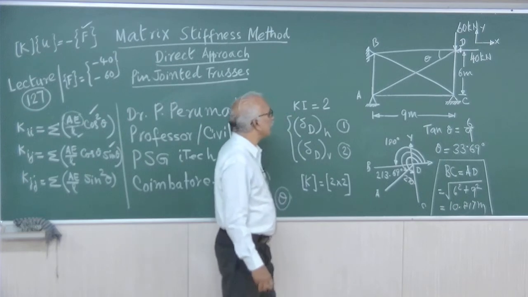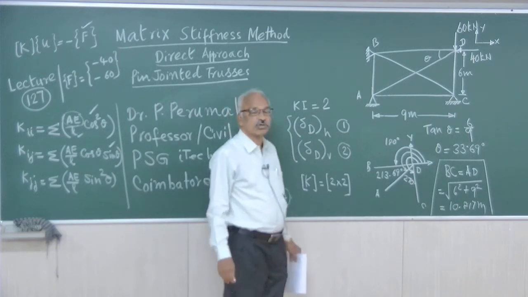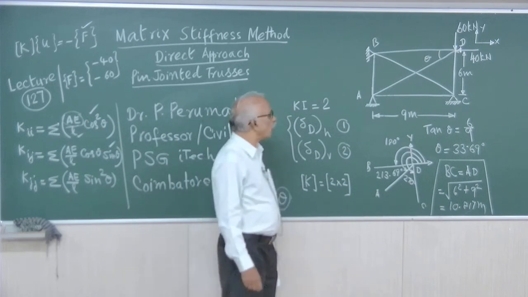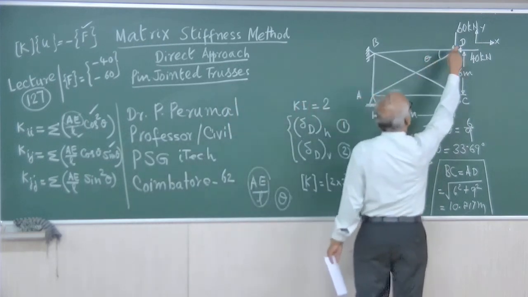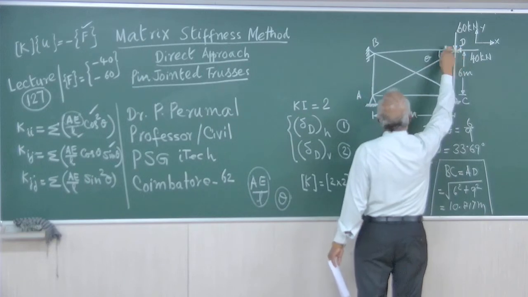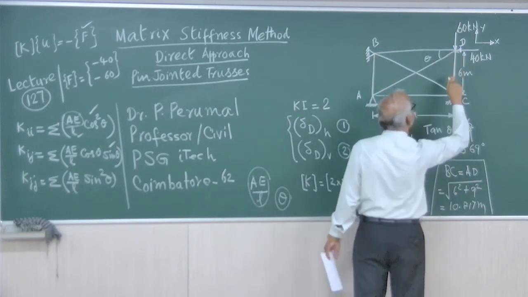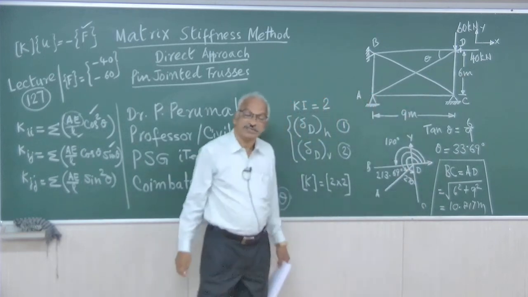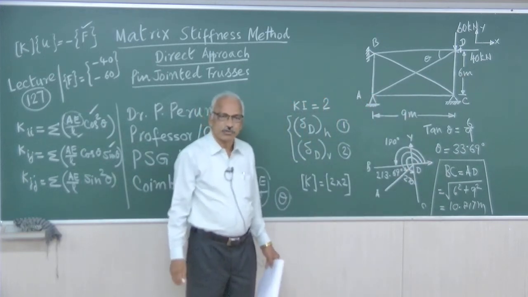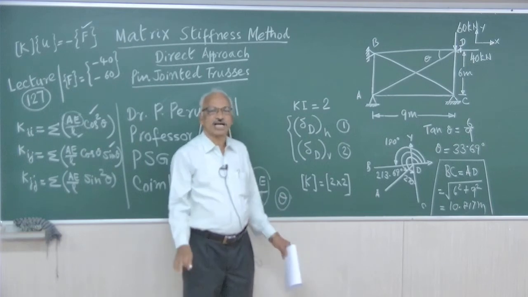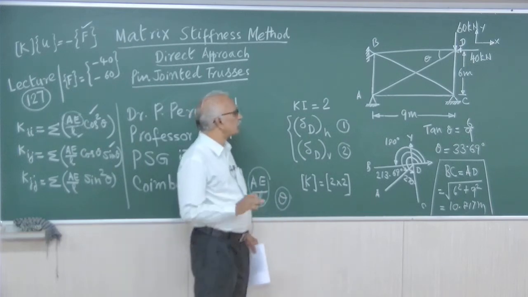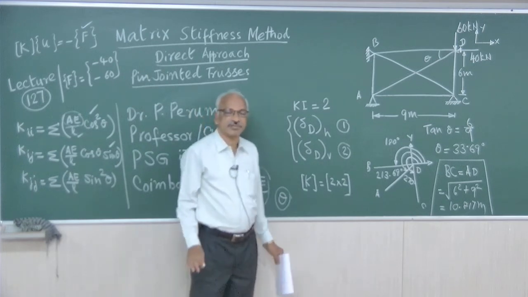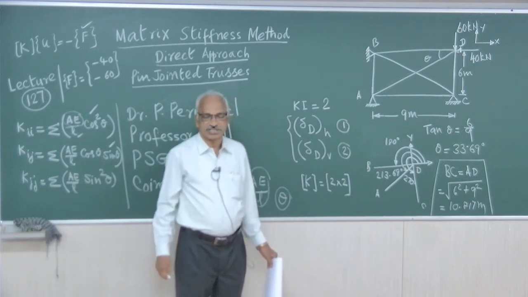Similarly, AB and also AD, they will not undergo displacement, they will not carry any force. Only members DB, DC and DA will undergo displacement. They will carry the force. Therefore, it is enough if we do the calculations only for the members DB, DA and DC. Other three members, we need not do the calculations.